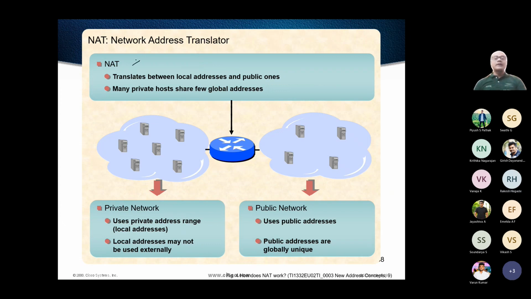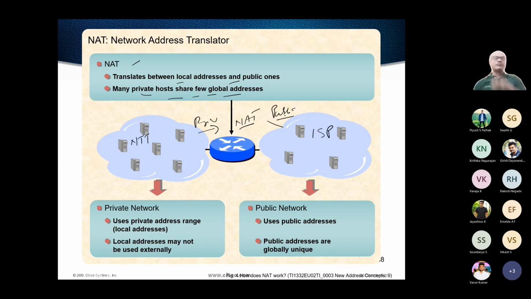So as we can see, guys, NAT translates your local addresses to public ones. Many private hosts share a few global addresses. Imagine this is our network in an organization, and this is some ISP. Here is where we are going to configure NAT, which translates your private IP address to your public IP.